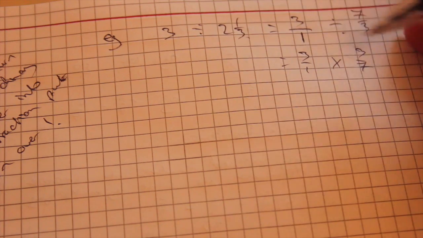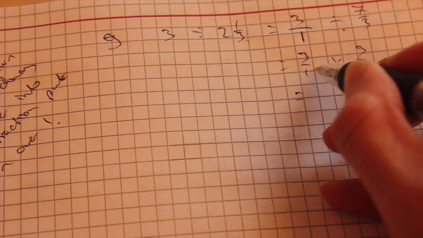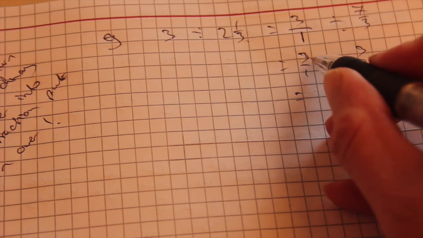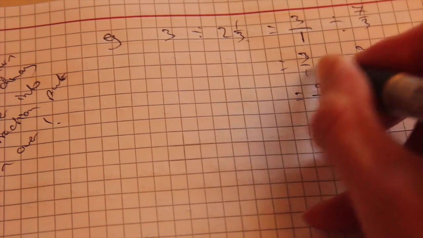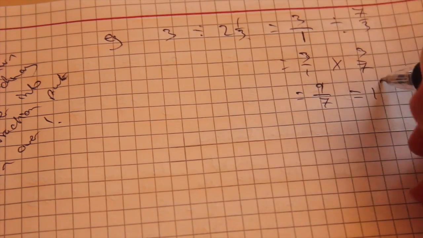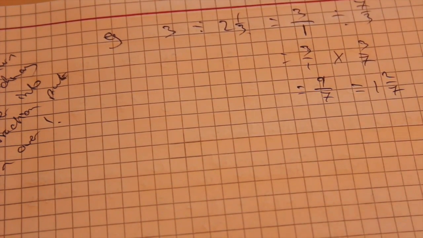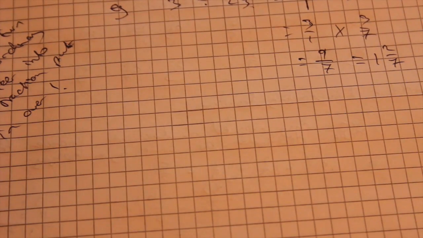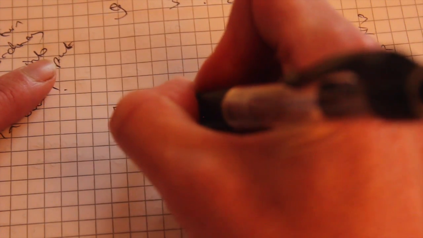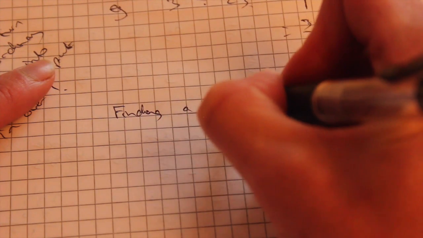You cannot cancel two tops. It has to be a top and a bottom. Any bottom's fine as long as it's a top and a bottom. Then do your multiplication now. 3 3s are 9. It's 1 times 7, 7. Break it down. 7 goes into 9 once with 2 over. And that's your division.